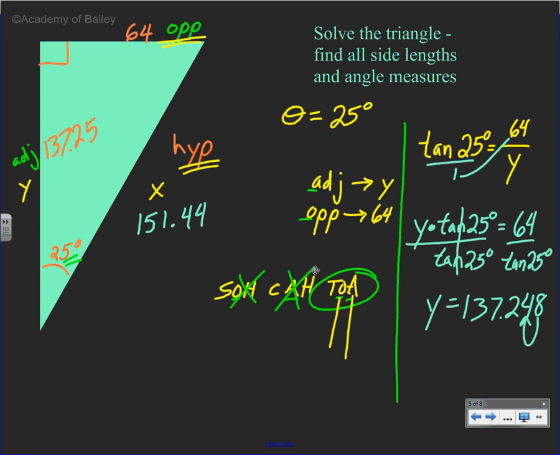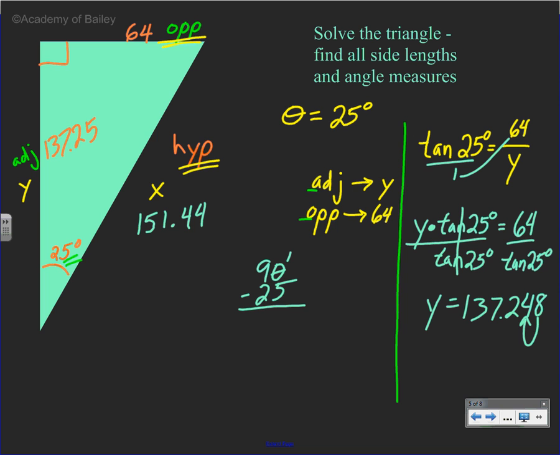Now we need to find the third angle measurement. We know that since we have a 90-degree angle, the other two angles must add up to equal 90. So subtract those, and you should get 65. You subtract the theta, which was 25, from 90, and you get 65. So this third angle up here is 65 degrees.